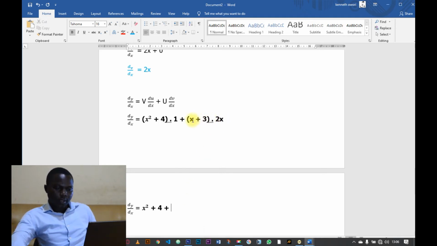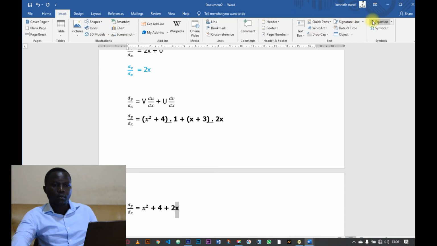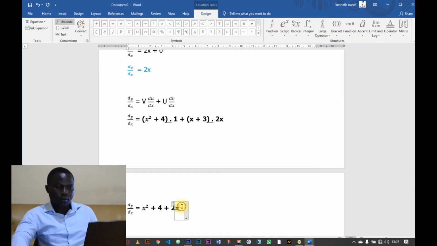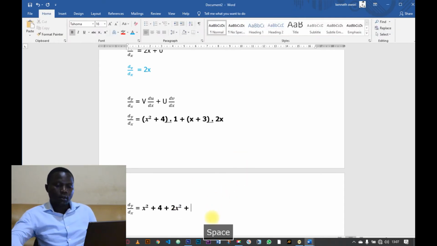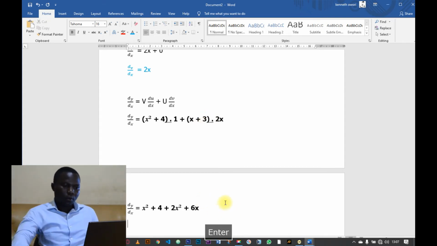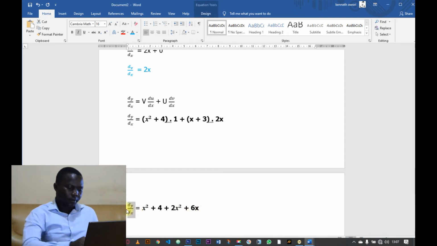plus 2x times x, we get 2x squared, plus 2x times 3, we get 6x. So we can collect like terms.